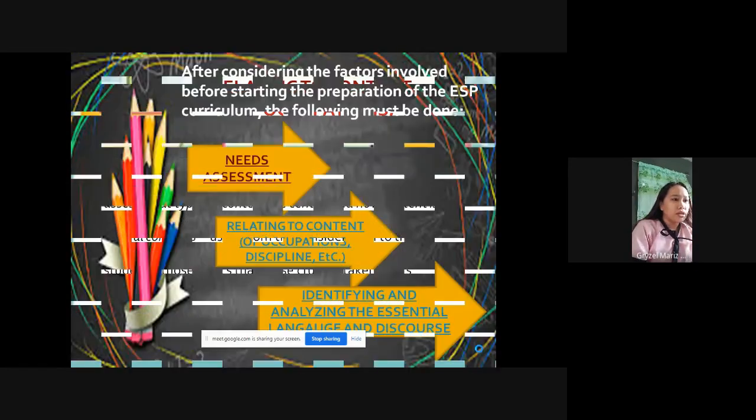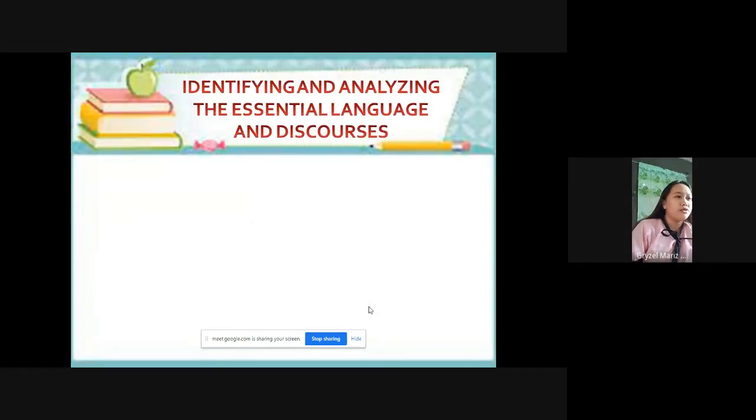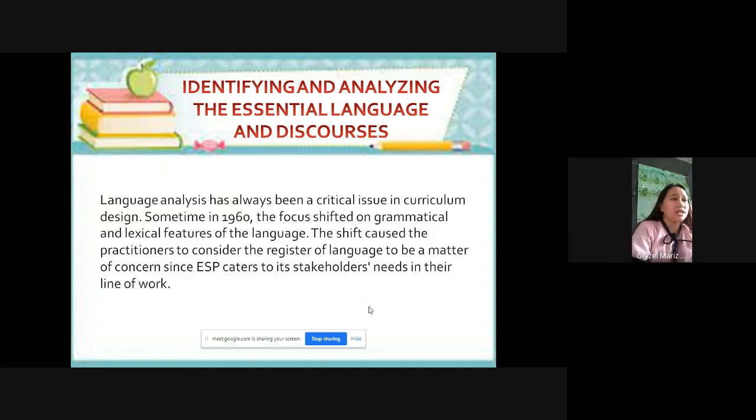Then last would be identifying and analyzing the essential language and discourses. Language analysis has always been a critical issue in curriculum design. Sometime in 1960, the focus shifted to grammatical and lexical features of the language. The shift caused the practitioner to consider the register of language to be a matter of concern since ESP caters to its stakeholders' needs in their line of job. That's what I've said earlier, di ba? It's a very crucial, very critical issue in deciding or analyzing a language.